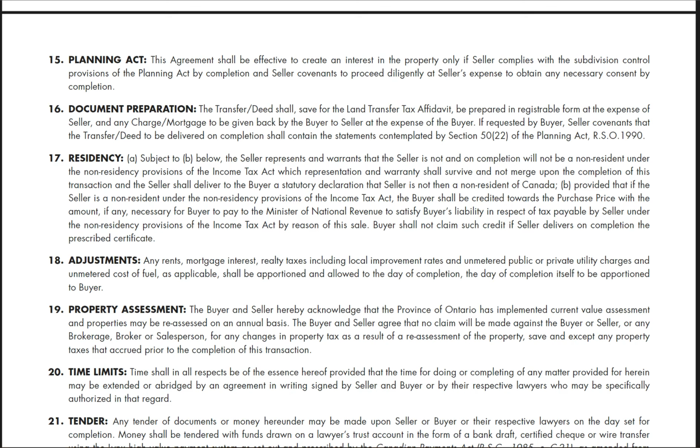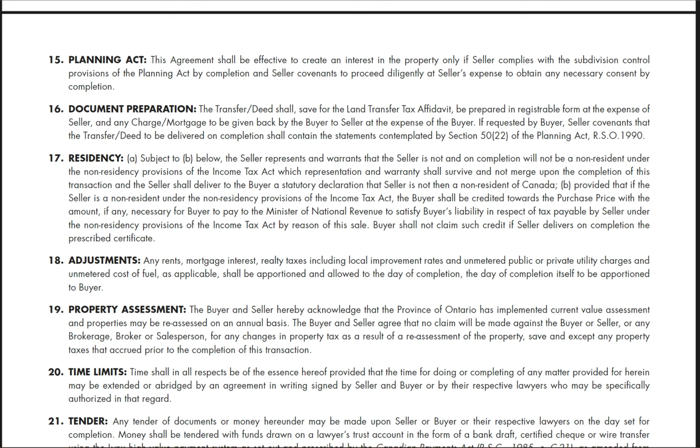Residency. So what does this mean? Basically, the seller must declare whether they are a Canadian resident or non-resident for tax purposes. If the seller is a Canadian resident, they must provide a statutory declaration, a legally binding statement. If the seller is a non-resident, Canadian tax law requires the buyer to withhold a portion of the purchase price to cover potential capital gains obligations.